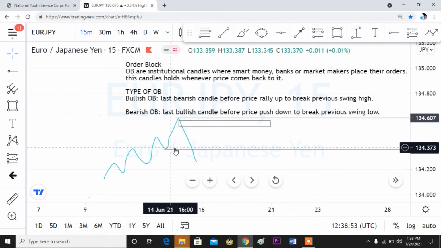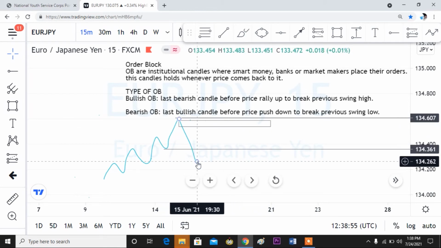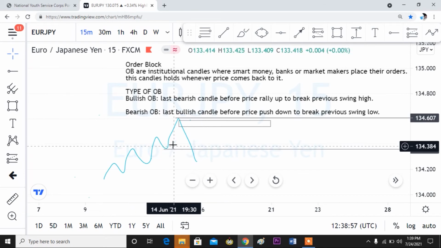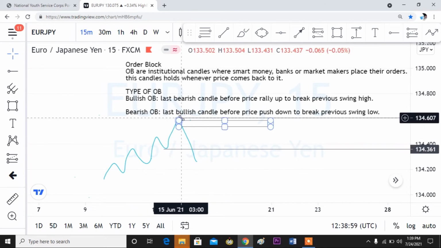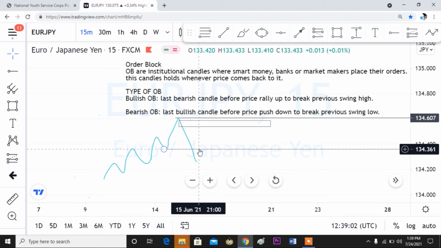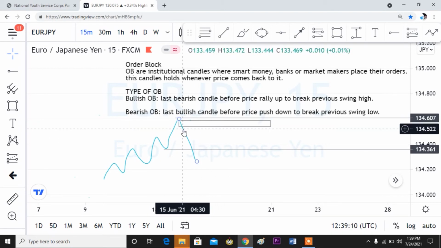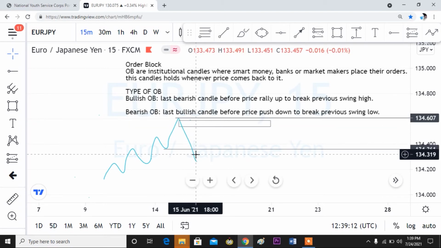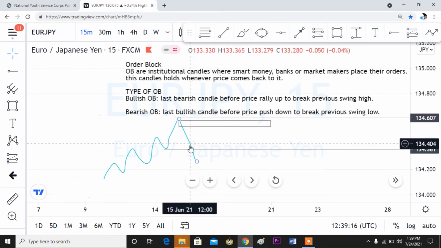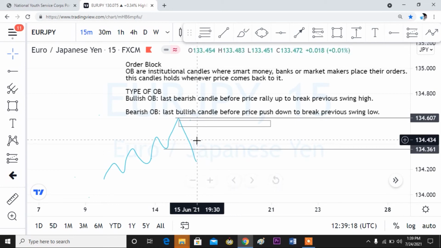Whenever price breaks the swing low, people will usually wait for what we call the retest. So suppose this is the swing low now. After the break, people usually wait for the retest and short the market here. But the big institutions will place their orders just at the previous bullish candle that resulted in the break of the market swing low, thereby taking out the early sellers in the market.